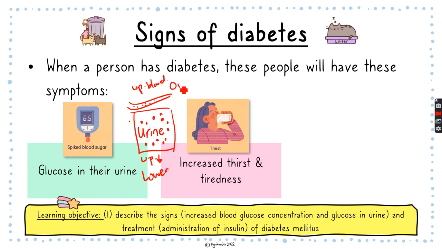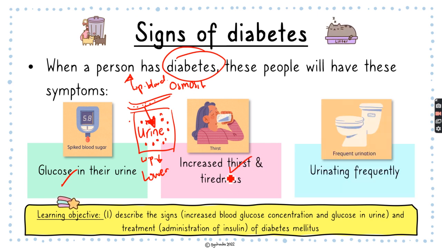So remember, during osmosis, water moves from higher water potential to lower water potential. So this is why a lot of water escapes your blood and forms urine instead when someone has diabetes. So this person will not just lose glucose, but they will also lose a lot of water, causing them to feel very thirsty and tired.